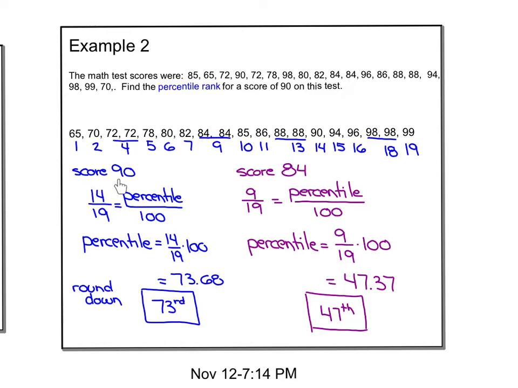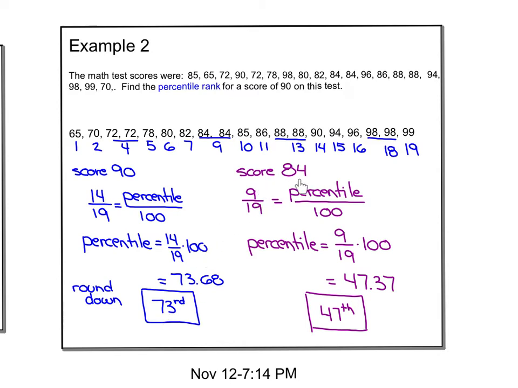Okay, so let's look at a 90. To score a 90, we look at the ranking, that's our 14. We divide it by the number of tests, which is 19, set it equal to percentile over 100. And we work our way down algebraically and we get this. So you can pause the video and see if you get 73.68 as well. Whenever we work with percentiles, we always round down anything that is not a whole number. So this would be the 73rd percentile.